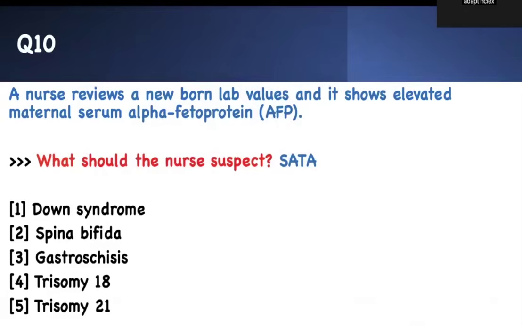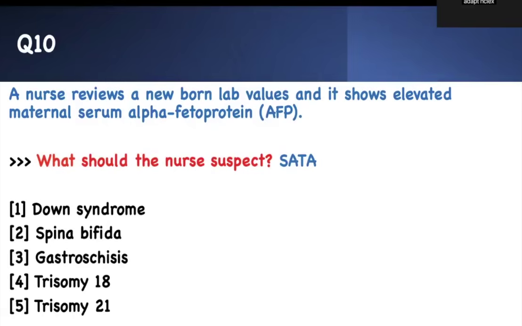A nurse reviews newborn lab values and it shows elevated maternal serum alpha-fetoprotein. What should the nurse suspect? Select and apply. Is it Dandy-Walker syndrome? Is it spina bifida? Is it gastroschisis? Is it trisomy 18? Is it trisomy 21? The concept is neural tube defect, abdominal wall defect. What you're going to see is elevated alpha-fetoprotein.